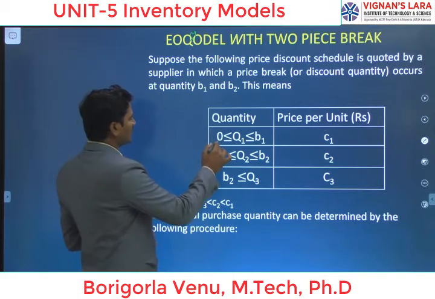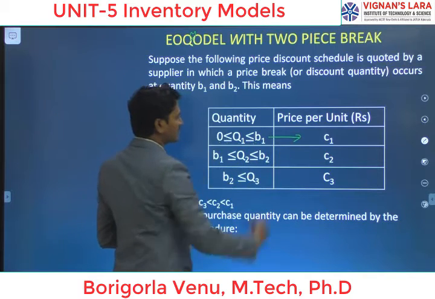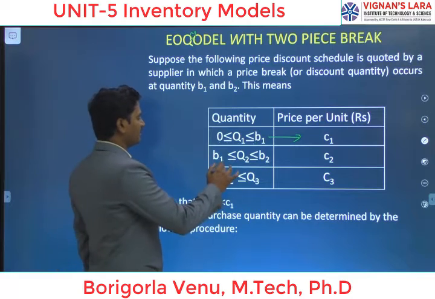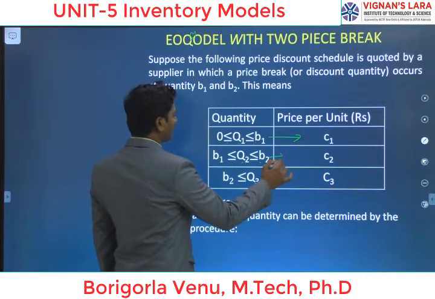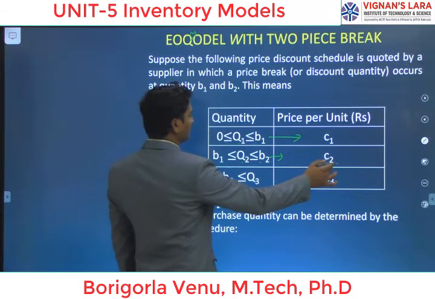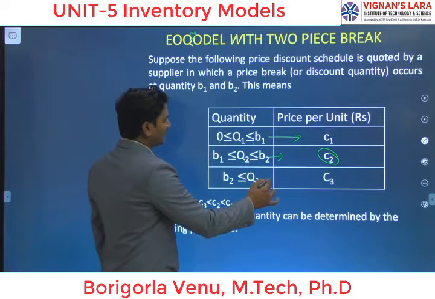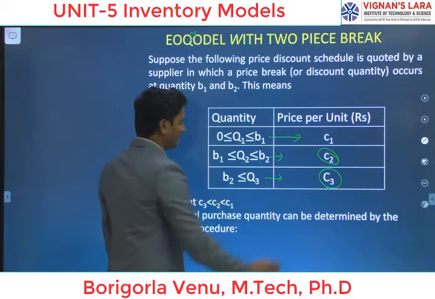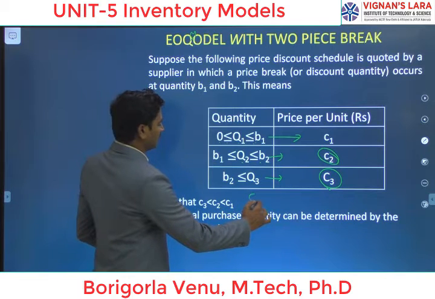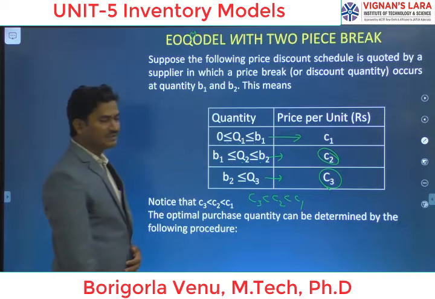Here the order quantity is 0 less than or equal to Q1 less than B1. It belongs to the highest price, that is C1. Next one is B1 less than or equal to Q2 less than B2. Here we have the two discount order quantities at medium cost. And the third one is B2 less than or equal to Q3. It is the lowest price, that is C3. Notice that when we compare, C3 is the least value compared to C1, and C2 is the medium value.